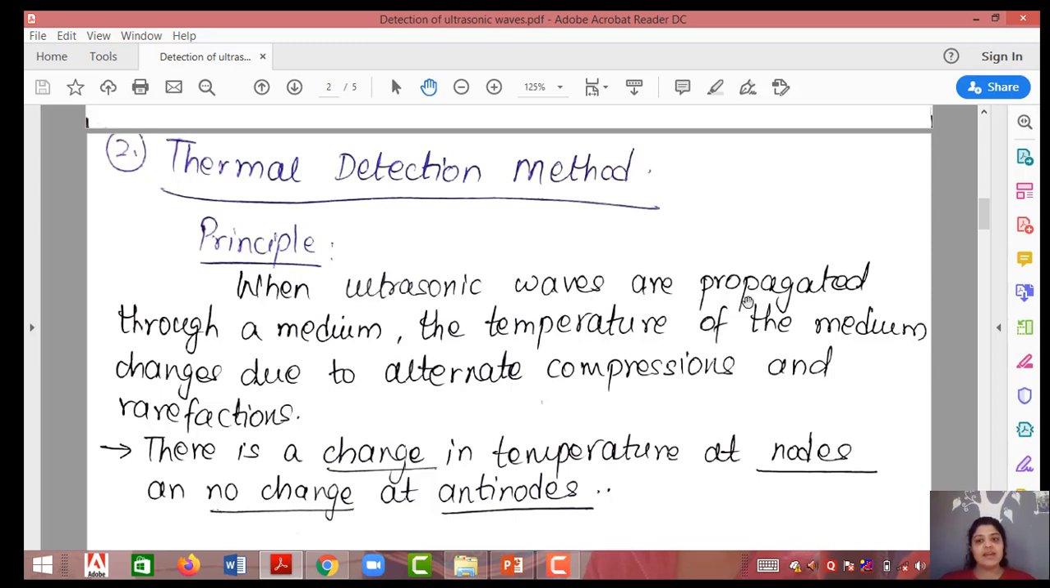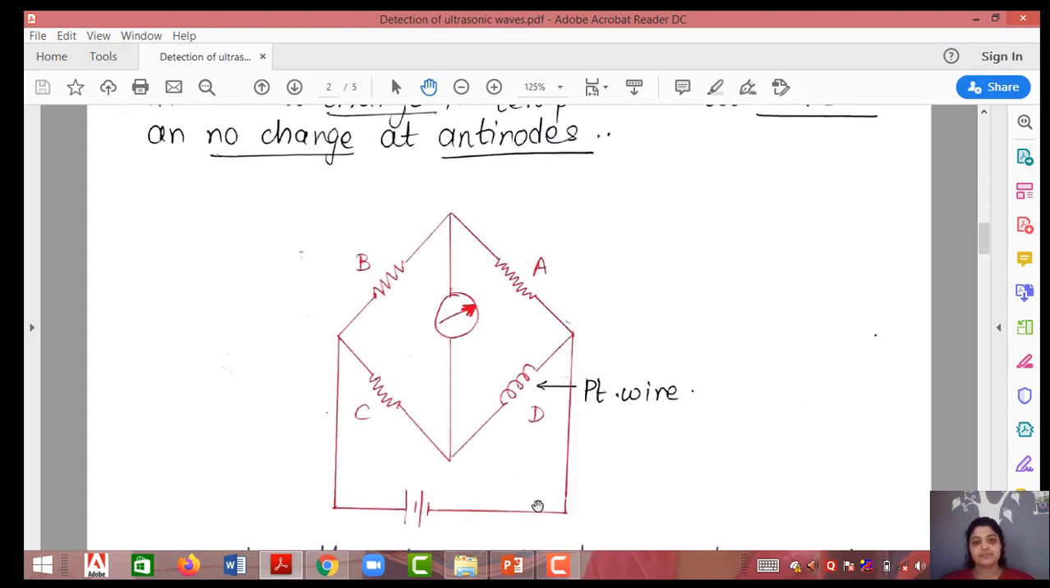So when ultrasonic waves propagate through a medium, the temperature of the medium changes due to alternate compressions and rarefactions. There is a change in temperature at nodal points. Nodal point means where the density of the medium is maximum. And there will be no change at antinodes, because the magnitude of the wave is zero at the antinodes, so the density is minimum, and so there will be no change in temperature.